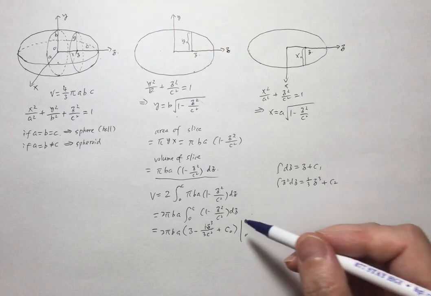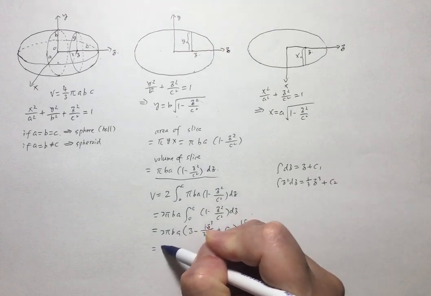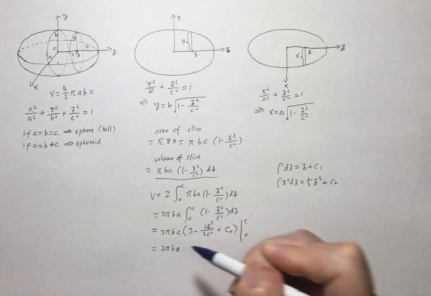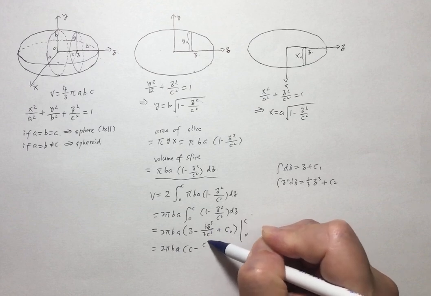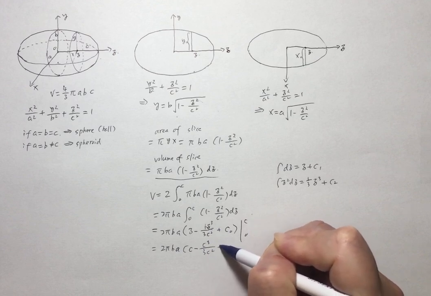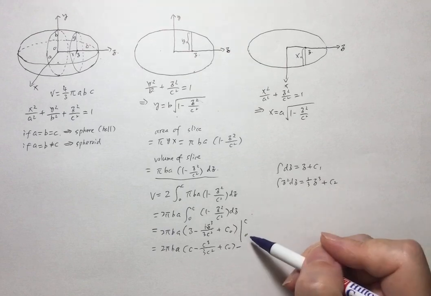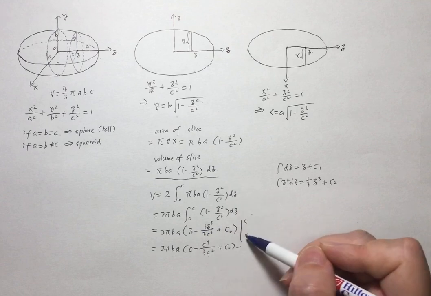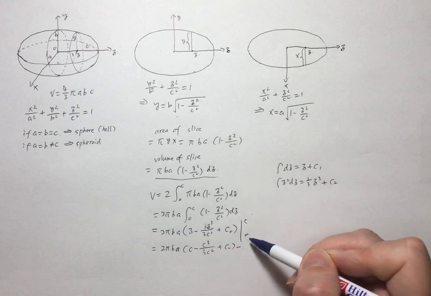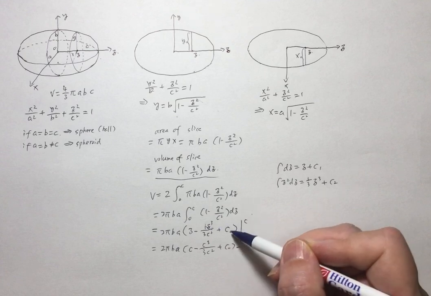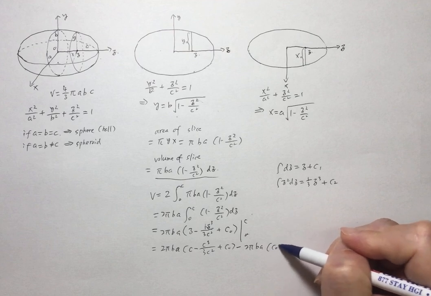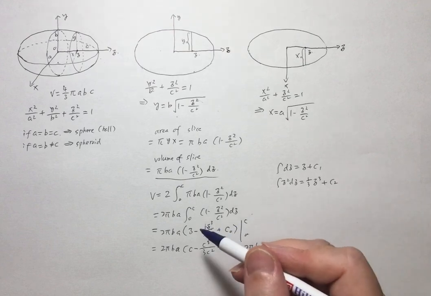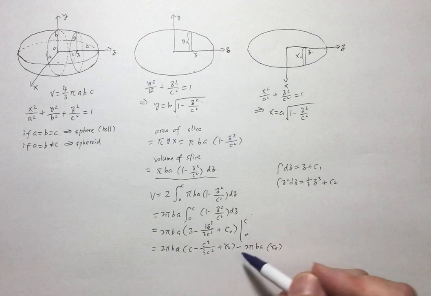So now we plug c into z. So it becomes 2 pi ba times c minus c cubed over 3c squared plus c0. Then minus the other term, where 0 is plugged into z. When 0 is plugged into z, it is 0. When 0 is plugged into z cubed, it is also 0. So there's only one term that survives, which is 2 pi ba c0. So these two terms eliminate each other.